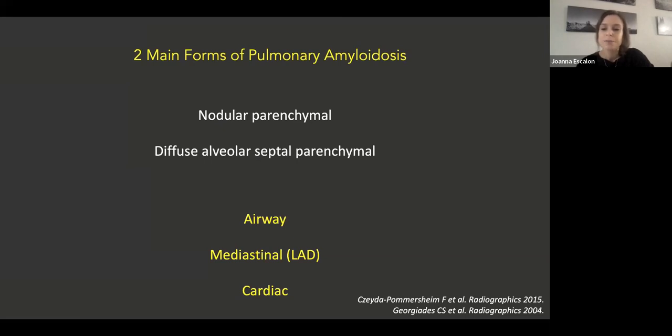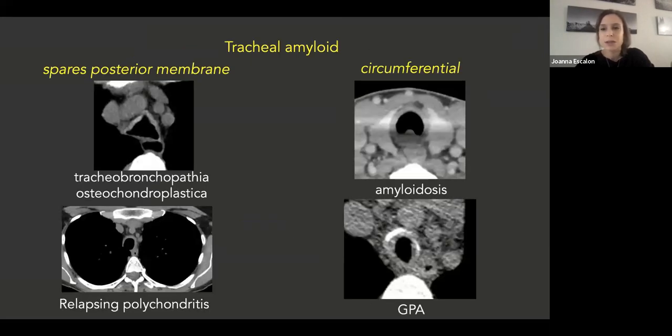We're not really going to go into that, except I do want to share this slide because I think it's really pertinent for trainees in particular to help with your differentials of airway thickening. We like to divide it by sparing the posterior membrane or being circumferential. The 2 things that spare the posterior membrane with tracheal thickening are TBO, or tracheobronchopathia osteochondroplastica, a benign entity, and relapsing polychondritis. And circumferential thickening of the trachea, you're going to think of amyloidosis and GPA, or granulomatosis with polyangiitis. So just to help you with your differential, this is a key thing that's often asked on our boards.